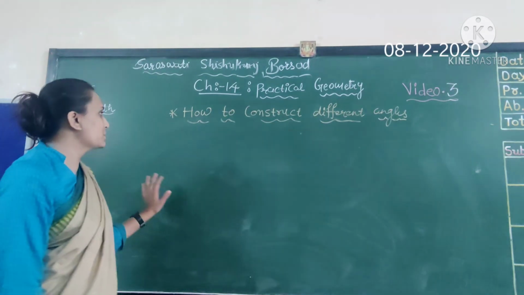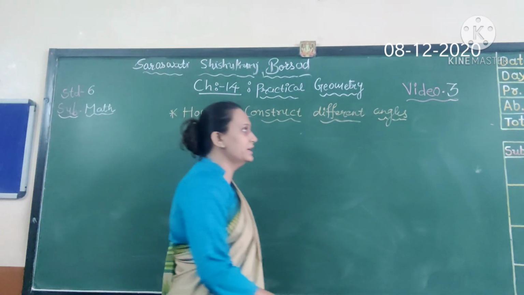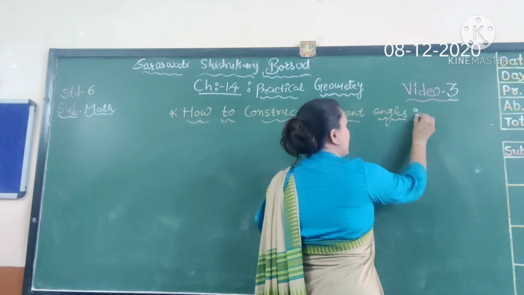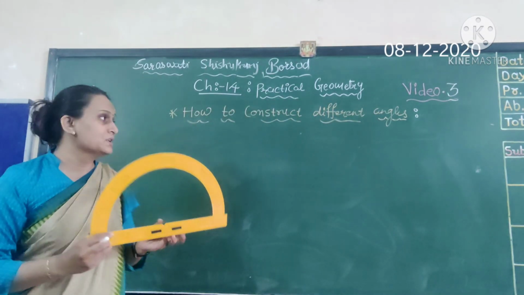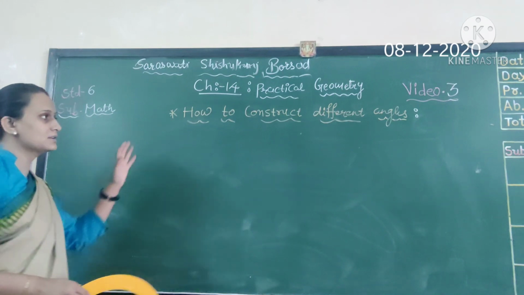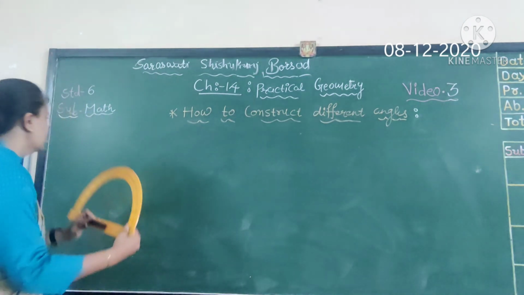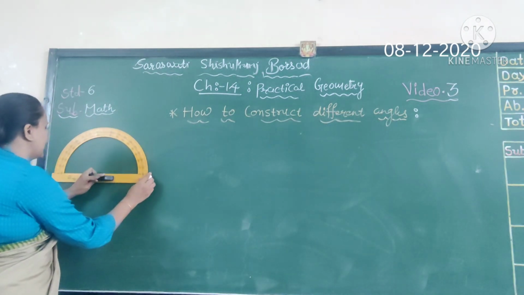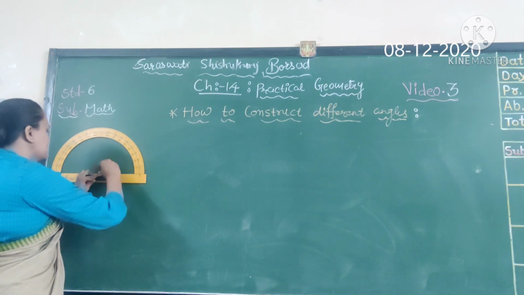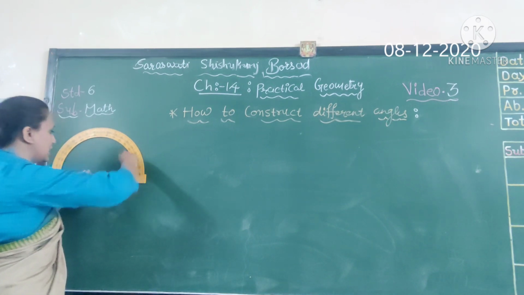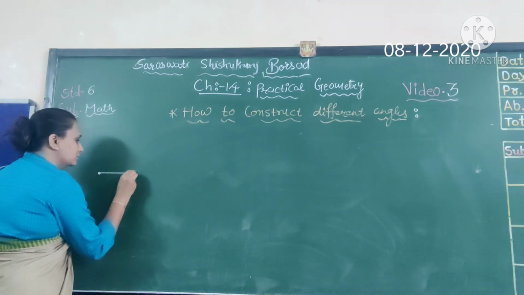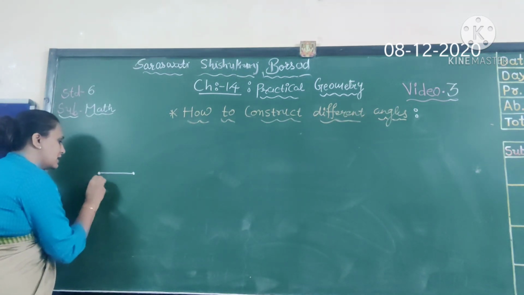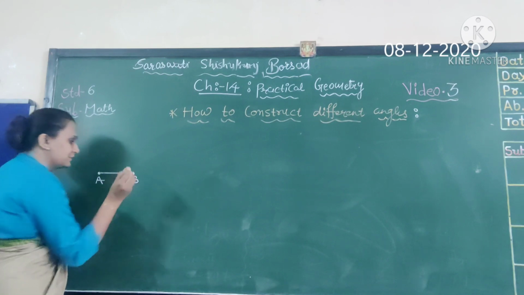Okay, so our next topic is how to construct different angles. So how we can draw different angles with the help of protractor. First of all, whenever you are constructing any angle, first you need a straight line. So suppose we have one straight line. First you have to draw a straight line. Let us name it as A and B.